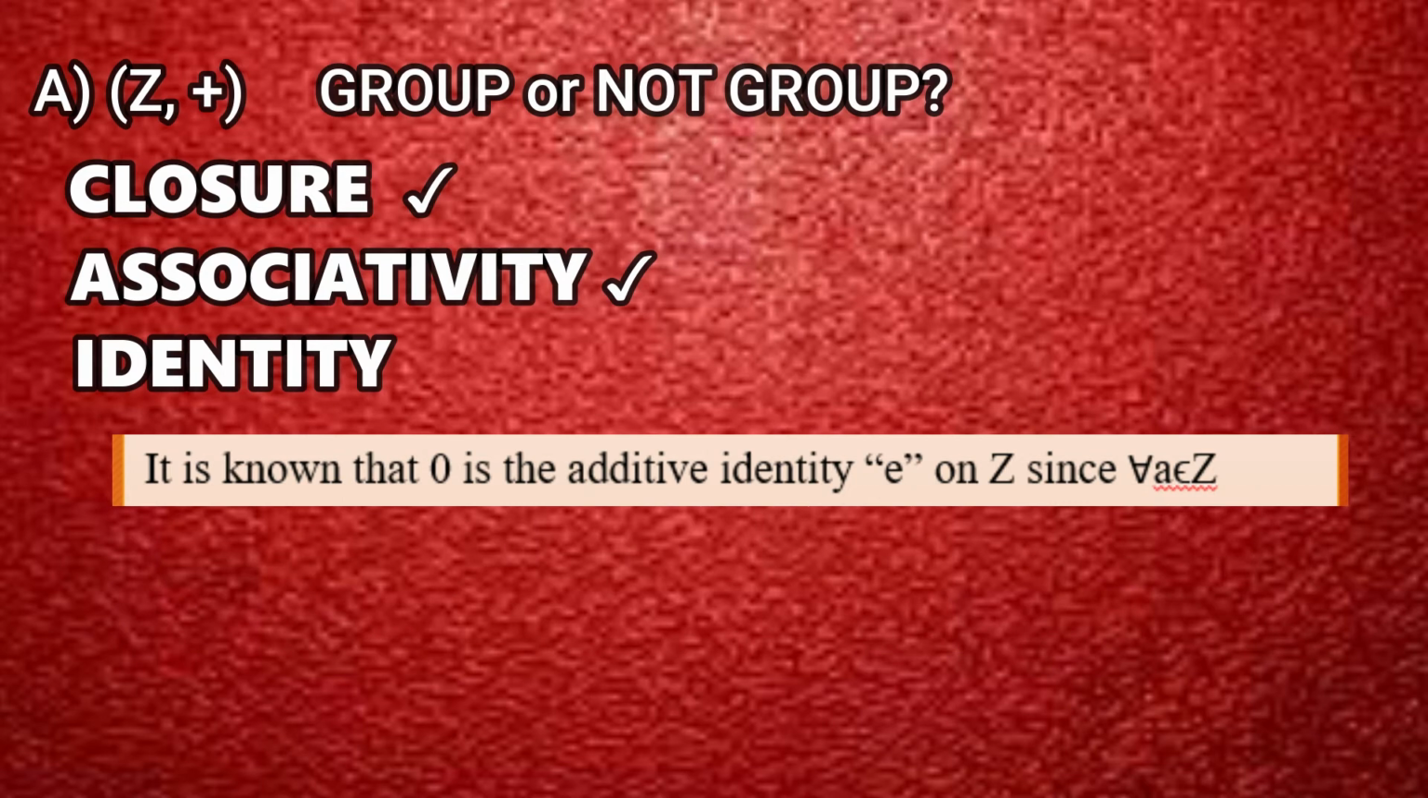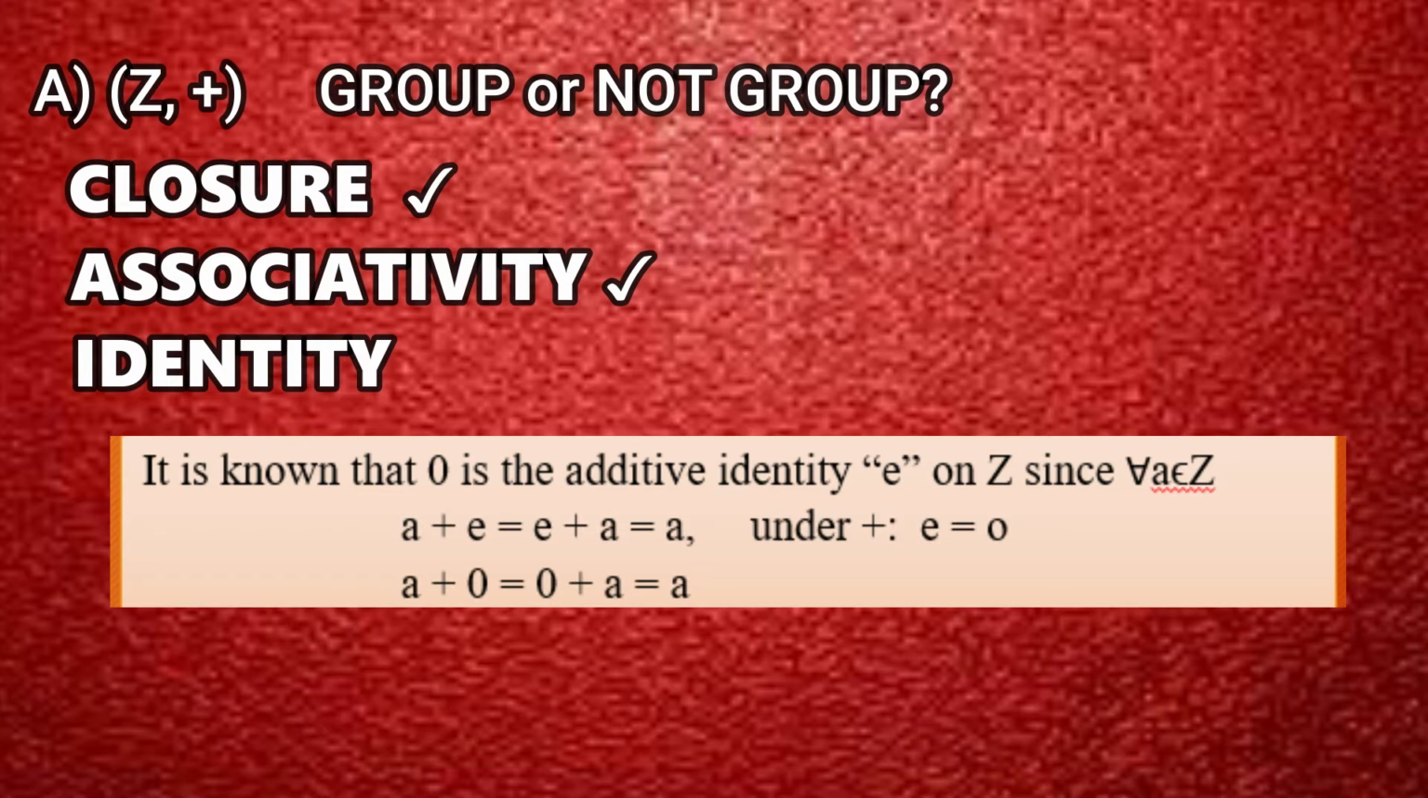For identity, it is known that 0 is the additive identity E on the set of integers Z, since for all A that are elements of integers Z, for example, A plus 0 equals 0 plus A equals A.